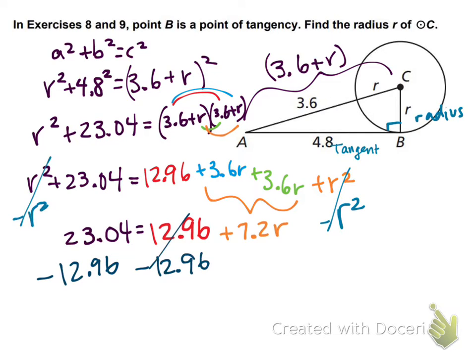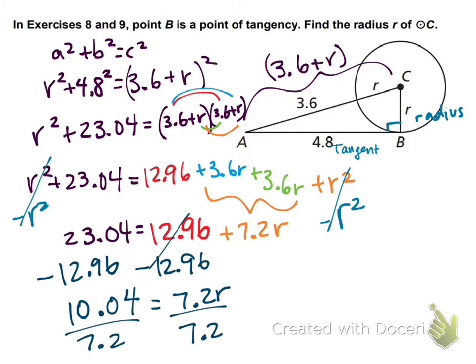What was 23.04 minus 12.96? 0.04? Okay. So we got the radius to be? Correct. 1.4. If you did not quite get it yet, don't erase your board. I want to help you.